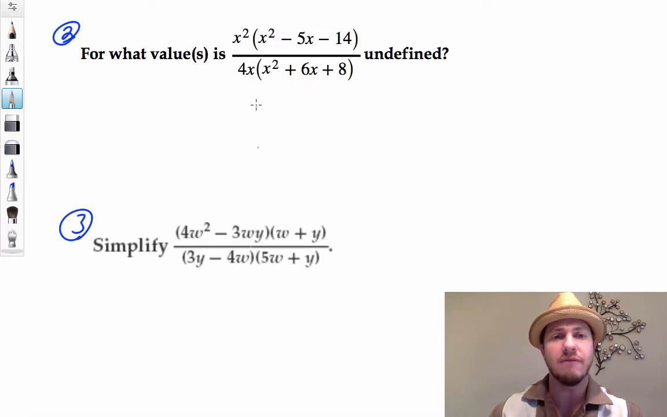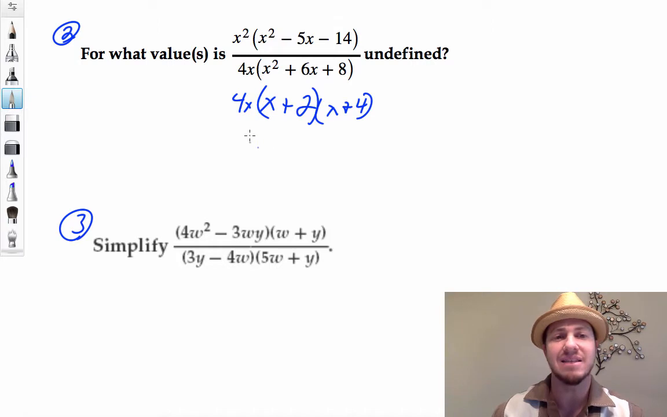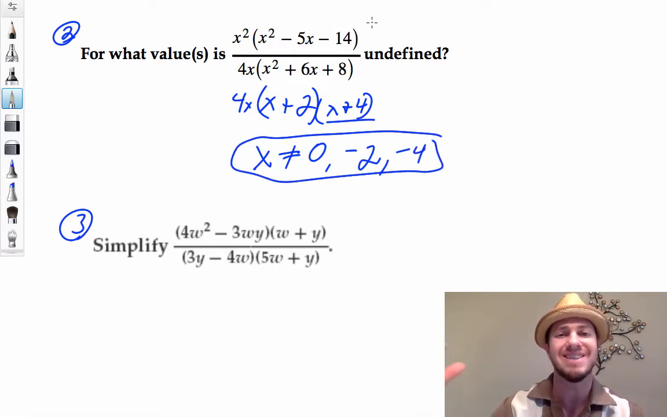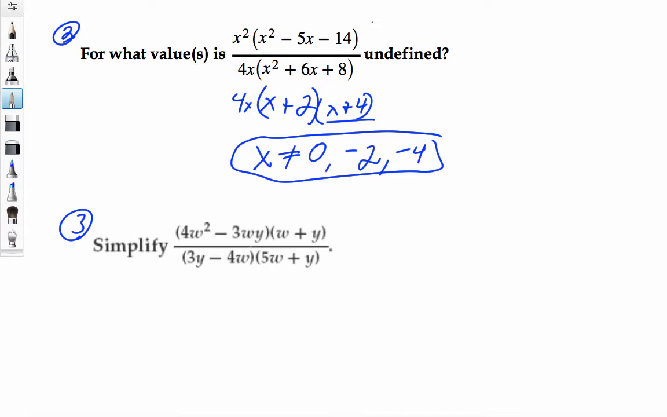So I can factor this quadratic into x plus 2, x plus 4. You have the 4x out in front. Because that x is out in front, that means that x cannot equal 0. This means that x cannot equal -2. And this one means that x cannot equal -4. So those are my restrictions, or the values at which it is undefined.